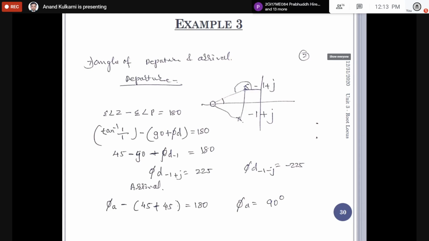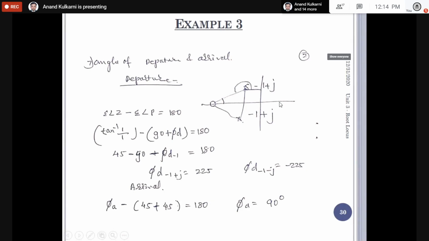Next is the angle of arrival. To calculate the angle of arrival, I will connect this zero with this and this. So this angle I have to measure, this angle I have to measure. This angle is already measured, that is 45 degrees. There is no other zero, so phi A I will write here, that is the angle of arrival. This is 45 and this is minus 45. If you add it, one becomes 45, another becomes minus 45, so this becomes 0. It will be equal to 180 degrees, not 90 degrees.